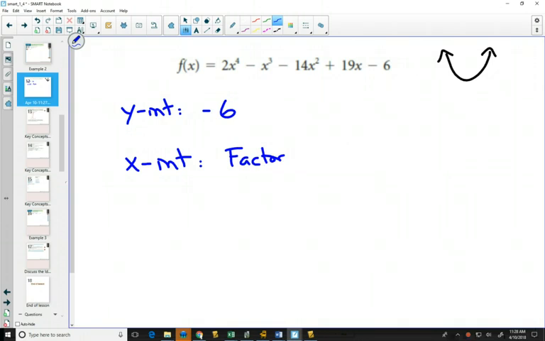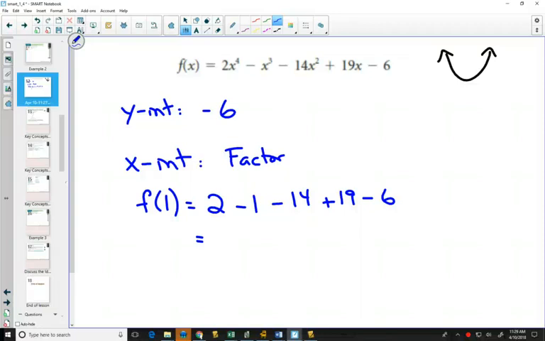So in factoring this one, okay, there's my function. I'm going to use my factor theorem and my remainder theorem. Let's say I plug in 1 because, mental math, that's the easiest, and hope that you get 0. So if I plug in 1, I'd have 2 minus 1 minus 14 plus 19 minus 6. And that is equal to, yes, 0. That means that x minus 1 is a factor.